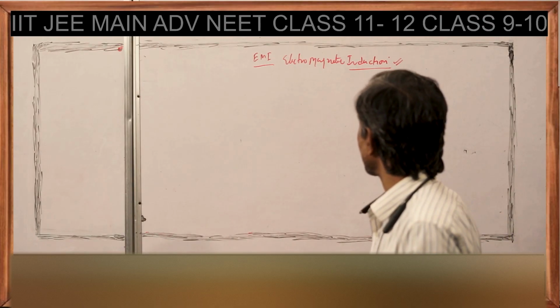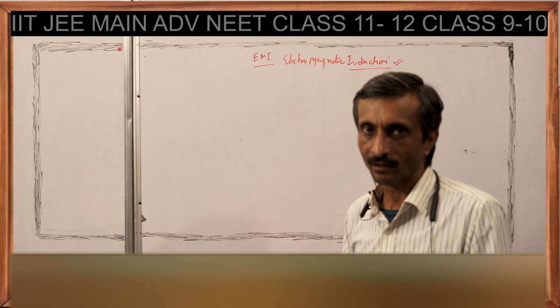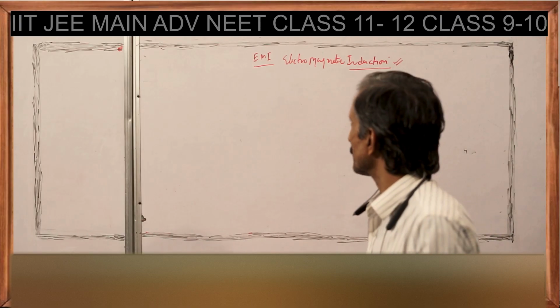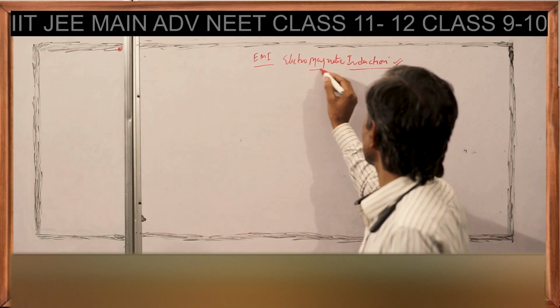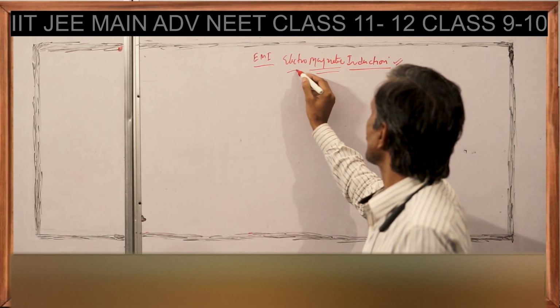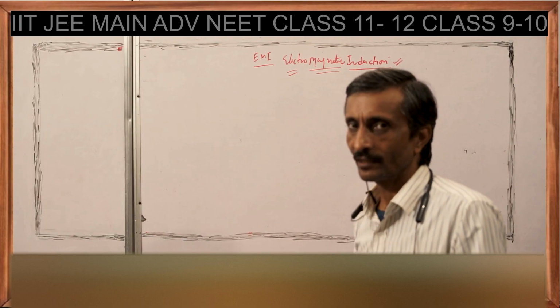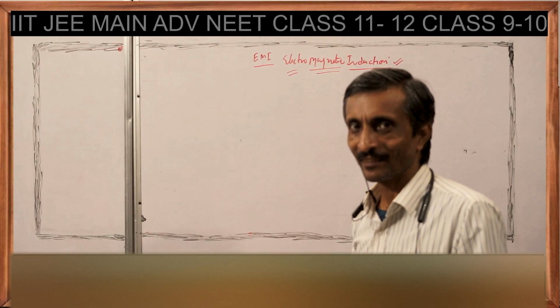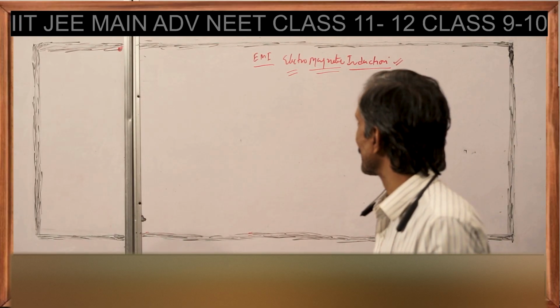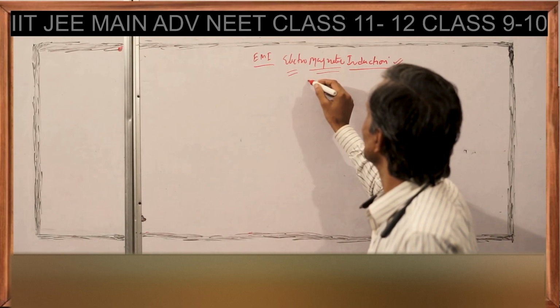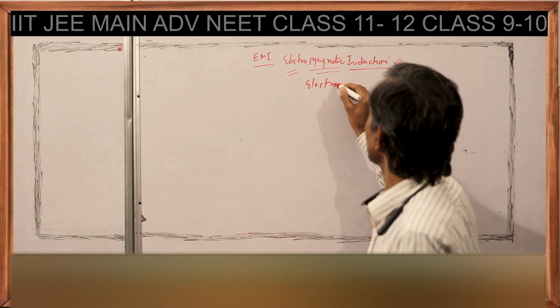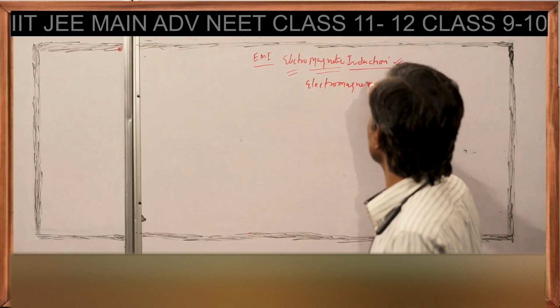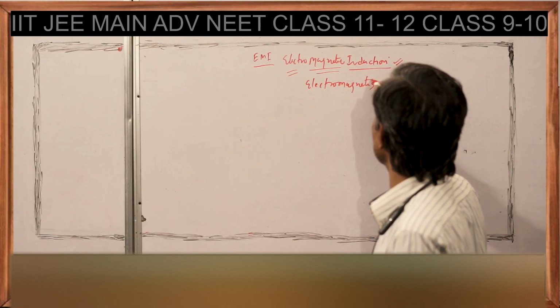We saw electric fields and magnetic fields. Here we can say that the magnetic and electric effects are combined. Electric and magnetic effects combining is electromagnetism. Another name is electromagnetism, which is a branch of physics.